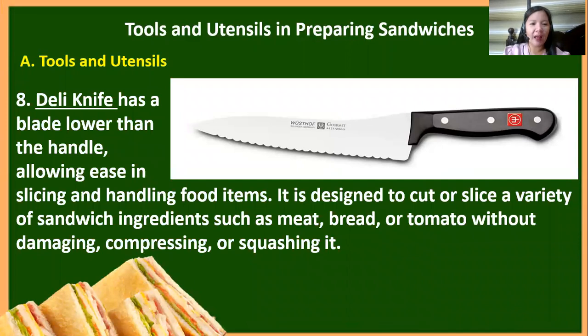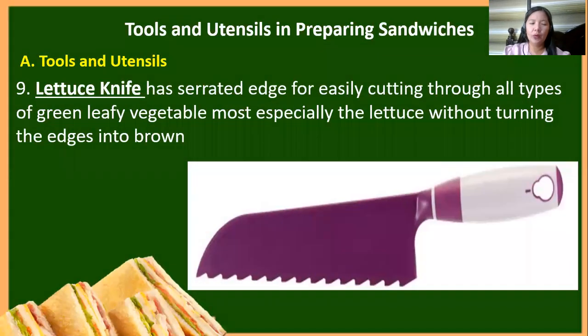We also have a deli knife. It has a blade lower than the handle, allowing ease in slicing and handling food items. It is designed to cut or slice a variety of sandwich ingredients such as meat, bread, or tomato without damaging or compressing or squashing it. We also have a lettuce knife. It has a serrated edge for easily cutting through all types of green leafy vegetables, most especially the lettuce, without turning the edges brown.